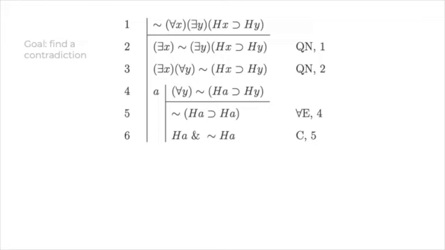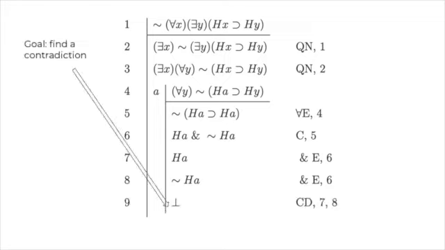So now I'm going to detach the conjuncts and place them in lines 7 and 8 respectively, and you're going to see why I'm doing this. The reason is that I need to use the contradiction rule, and we stipulated that this rule must take 2 lines as input. So on line 9 I enter the falsum, which marks the contradiction, and I then write CD lines 7 and 8.